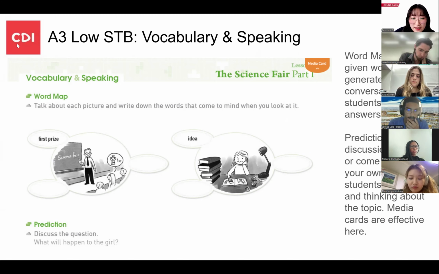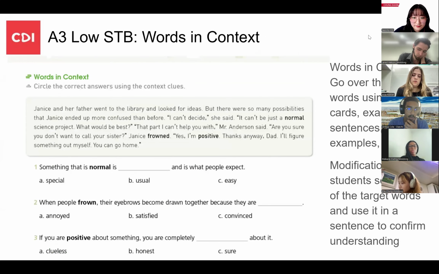You should use this page to generate some conversation and some interest in the topic here. And then also at the bottom, there's a prediction question that can help with this as well, a discussion question. And feel free to insert media cards here as you see fit as well. Okay, on to the next page of the Smart Textbook.